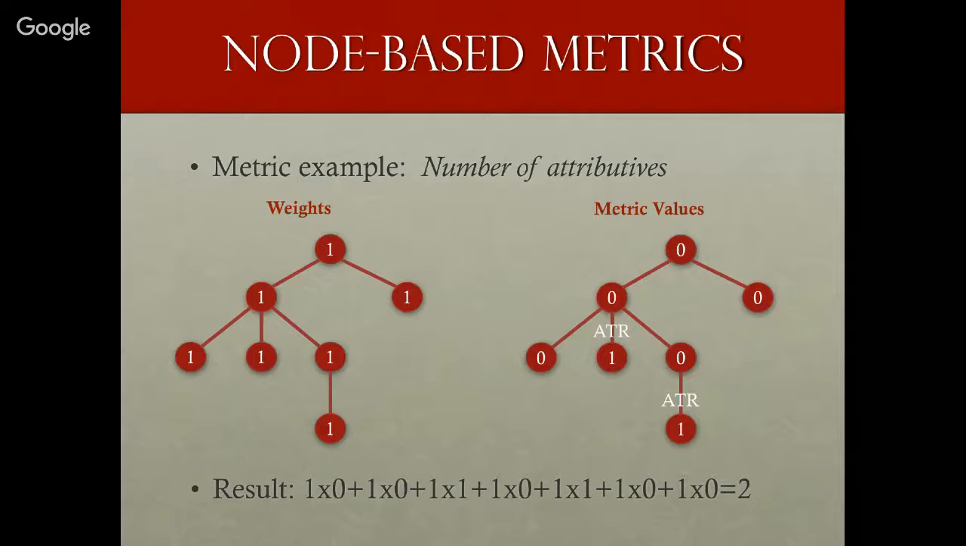Now, how do you calculate the number of attributives? In order to keep this simpler, I kept the weight as 1 for every node. But now, if you see on the right side of the slide, the value is 0 for the nodes that are not tagged as attributives, and 1 for the nodes that are tagged as atr. So again, automatically, this is the function that I set, and the result is that this particular sentence has 2 attributives.